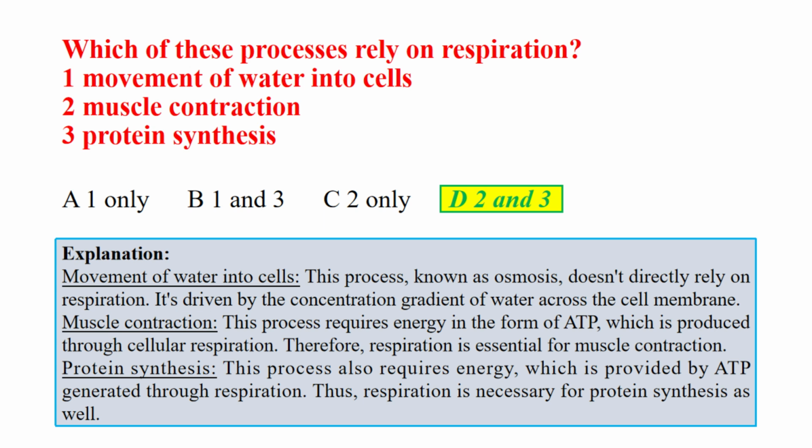Lastly, we look at protein synthesis. This essential process, where cells build proteins, also requires energy. This energy comes from ATP, which is generated through respiration. Hence, respiration is necessary for protein synthesis as well. Now, putting it all together, we find that respiration is not needed for the movement of water into cells, but it is vital for both muscle contraction and protein synthesis. So, the correct answer is D, 2 and 3. Muscle contraction and protein synthesis both rely on the energy provided by respiration.